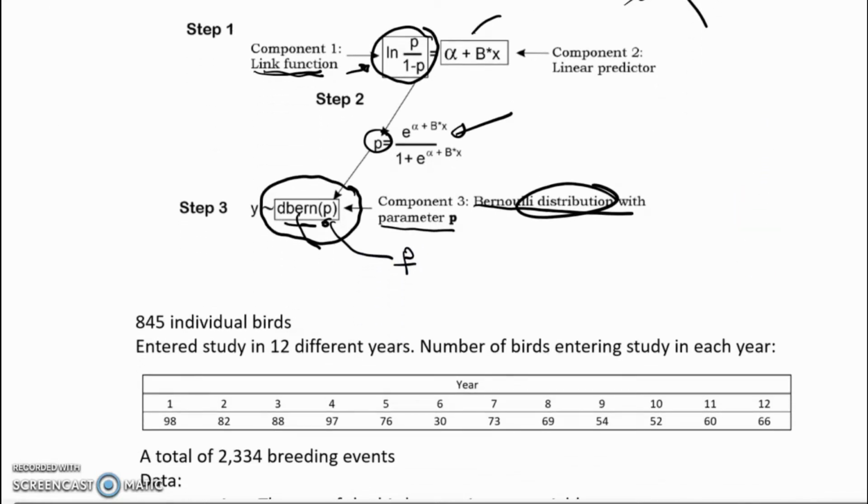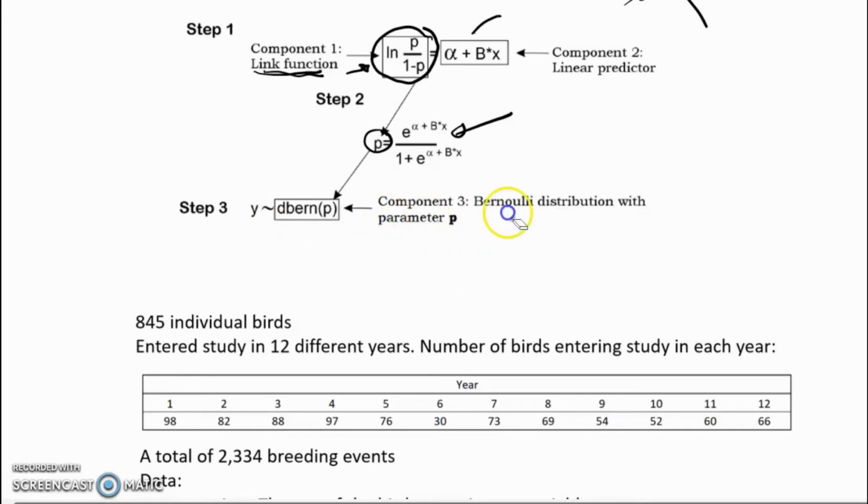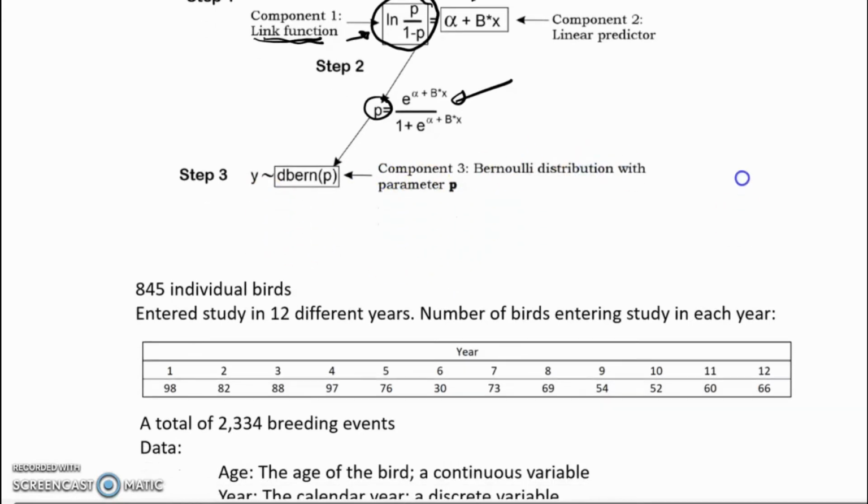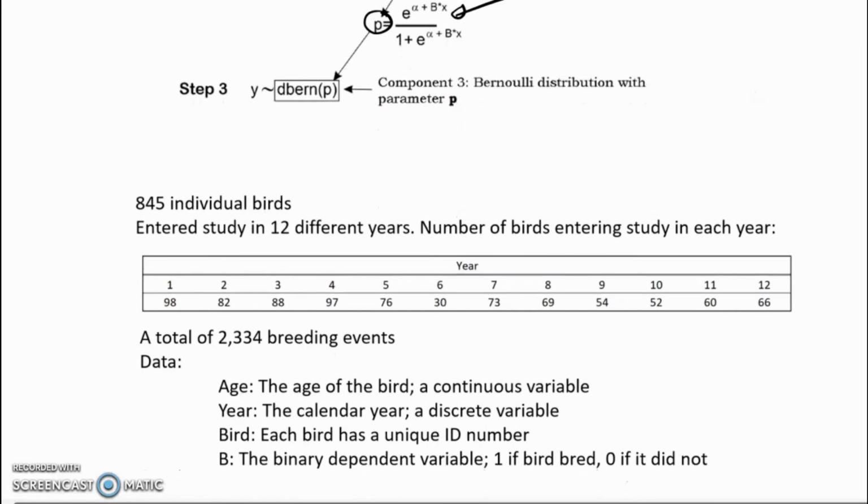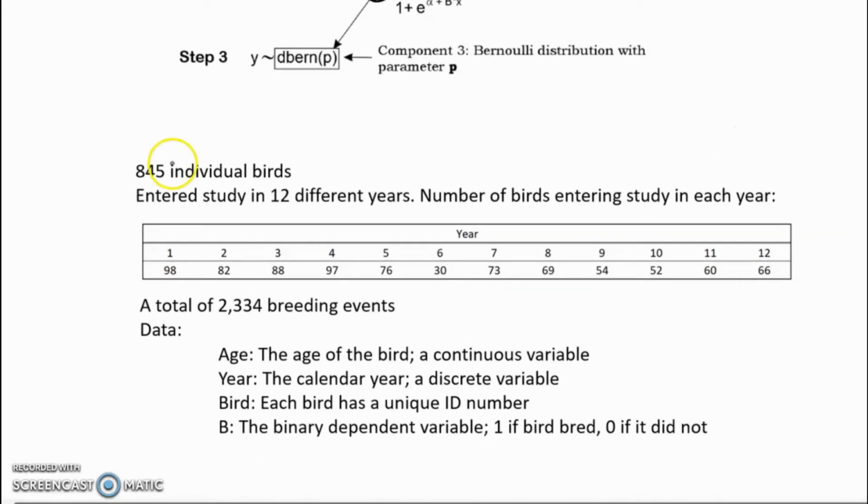So with that review, now what I want to go to is to think about the study that Link et al. did. In their study, they had 845 individual birds. And these birds entered the study at various years. So there's a cohort that entered in year 1, another cohort that entered in year 2, another cohort that entered in year 3.